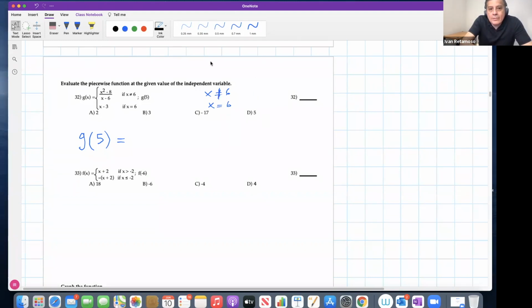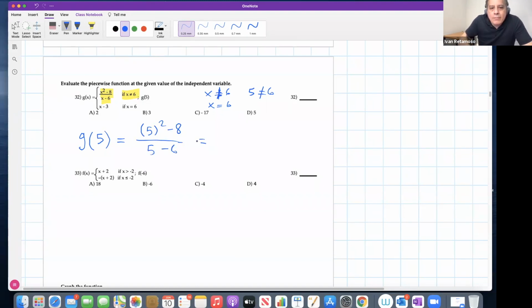Excellent, Julie, excellent, Ali. Yeah, the first condition, because clearly 5 is not equal to 6. This equal sign with the slash means not equal. Very good. So because of that, we're going to use this formula. If you use that formula, it's not hard to see that this is going to be 5 squared minus 8 over 5 minus 6.